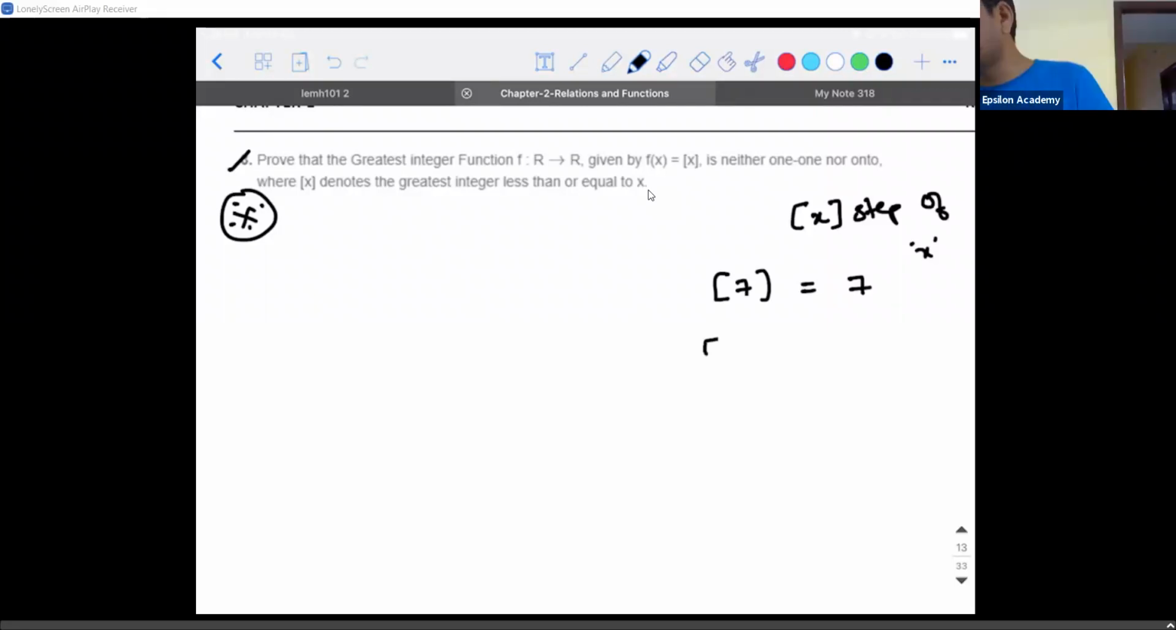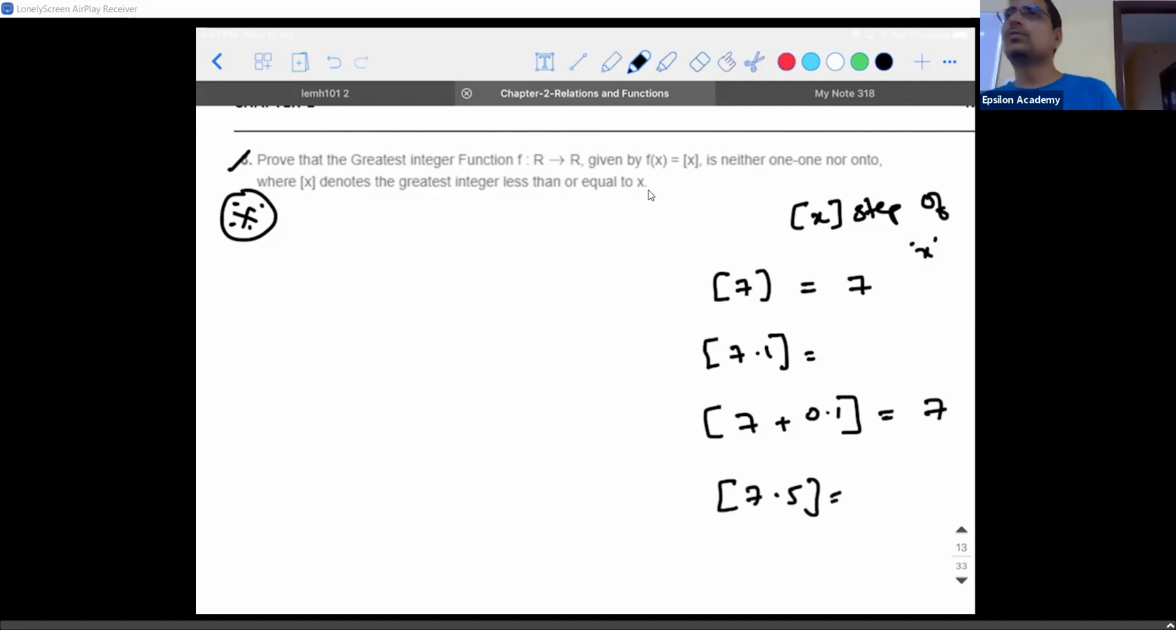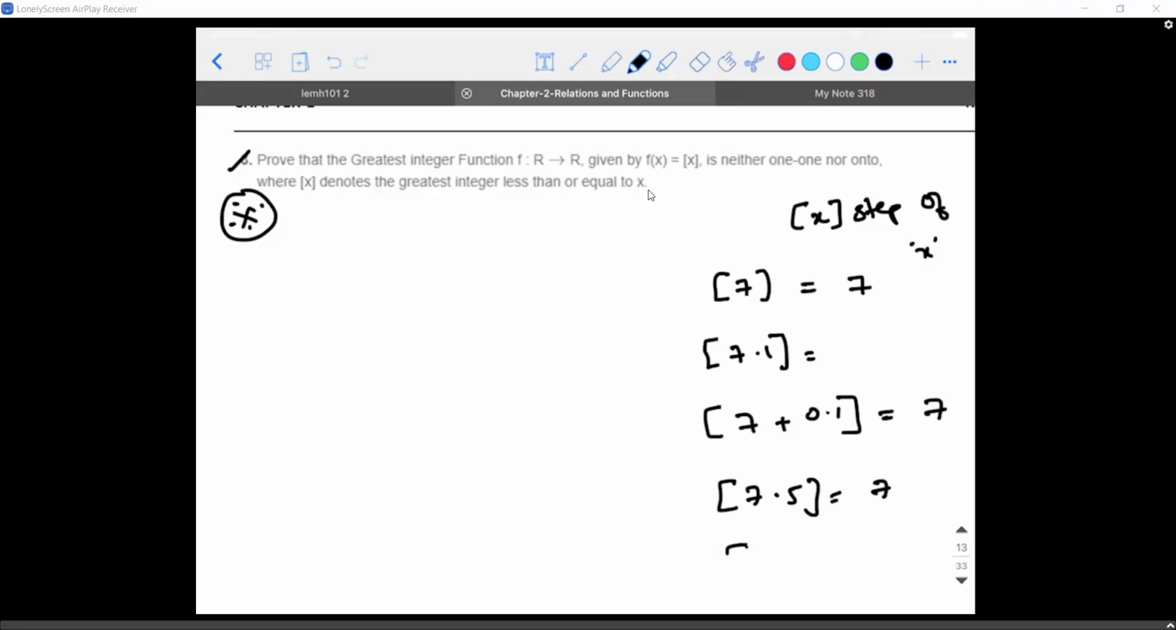If I ask you what is the greatest integer of 7.1, okay, 7.1 is a fractional value. It can always be broken into 7 plus 0.1. So what I've done here is I've written it in terms of an integer and a fractional value. Then the greatest integer of 7.1: what is the greatest integer you are able to find within the square bracket? It is still 7. So greatest integer of 7.1 is 7. Greatest integer of 7.5 is 7. Greatest integer of 7.999999 is still 7, till you reach greatest integer of 8.